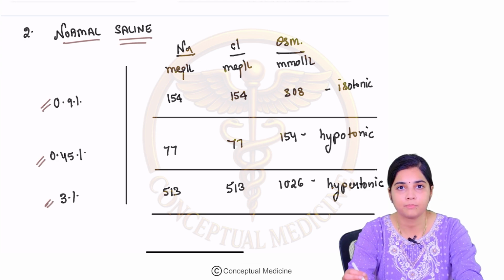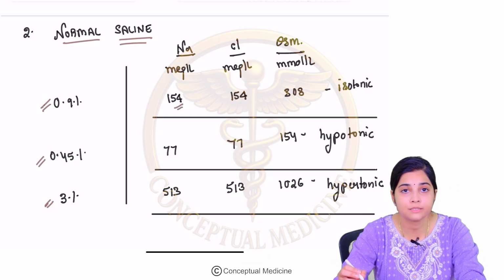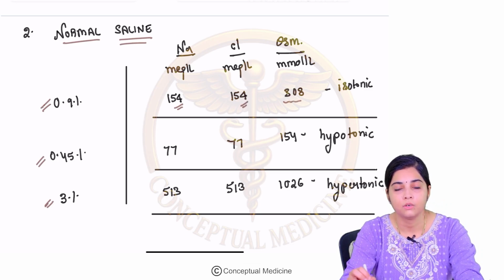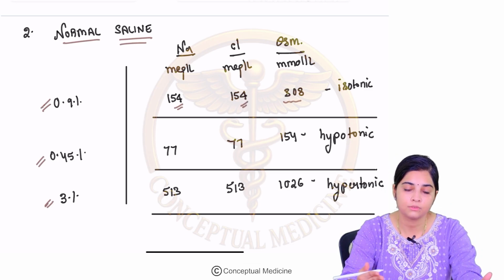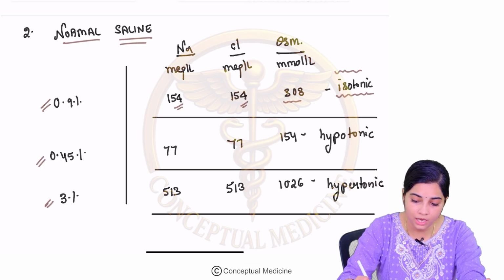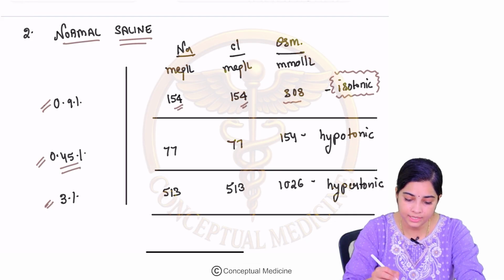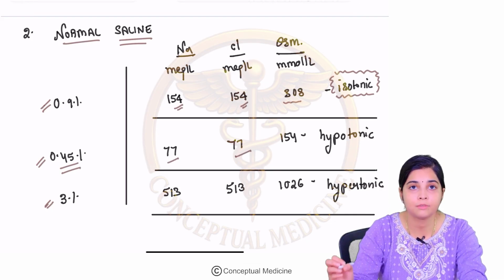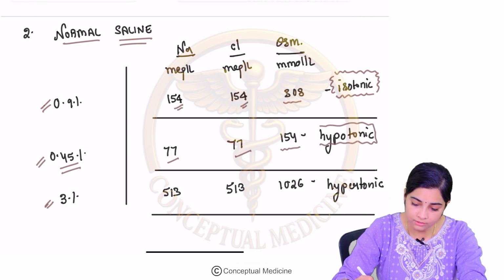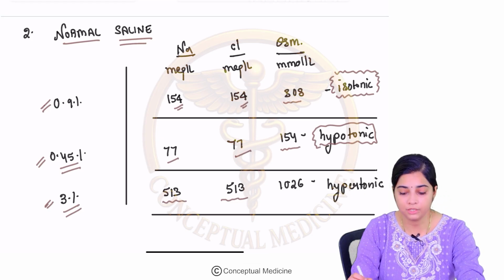So 0.9% comprises of how much sodium? It has equal amounts of sodium and chloride, 154 milliequivalents per liter of sodium, 154 of chloride and an osmolality of around 308. So if you take the normal serum osmolality, it's around 280 to 290. So we can say that normal saline is almost isotonic to plasma. When you see 0.45%, it has 77 milliequivalents of sodium, 77 milliequivalents of chloride and total osmolality of 154. So this is hypotonic.